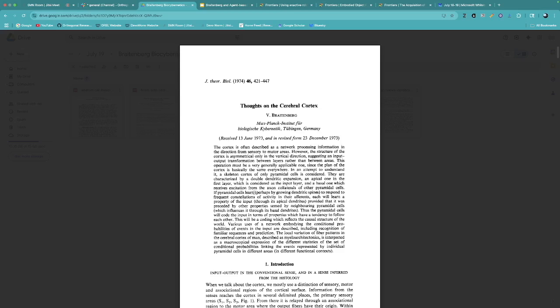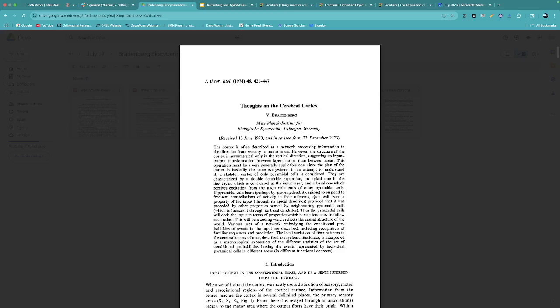If pyramidal cells learn, perhaps by growing dendritic spines to respond to frequent constellations of activity in their afferents, each will learn a property of the input through its apical dendrites, provided it was preceded by other properties sensed by neighboring pyramidal cells, which influence it through basal dendrites. So in these layers of cortex, you have a lot of feedback, but you also have this functional specificity for each layer.